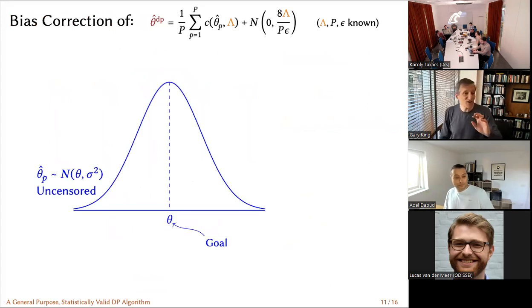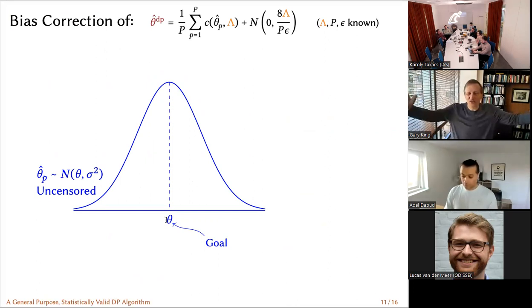Okay, now I'm going to give you a visual version of how we do a bias correction. This is the distribution of the uncensored estimators. We would really like the mean of those because that's pretty much the same thing as just taking the entire data set and applying our estimator like we would have done previously.